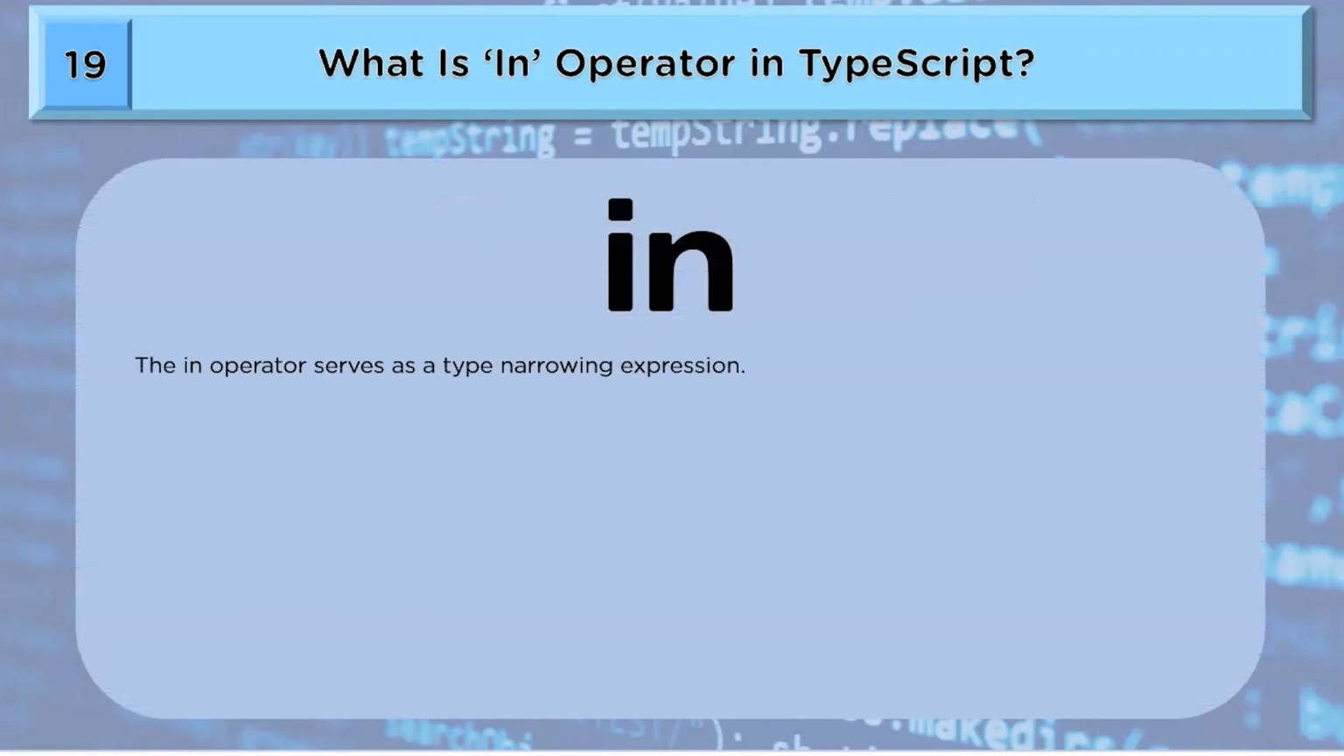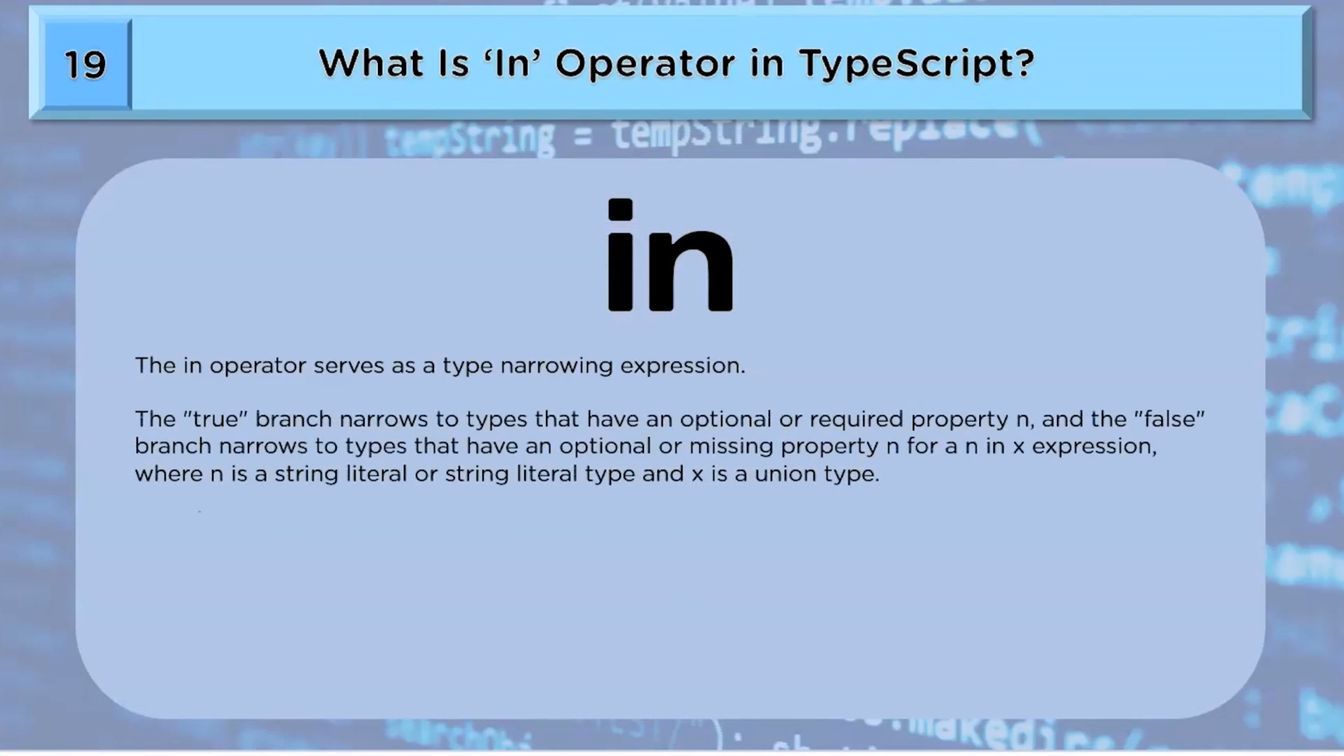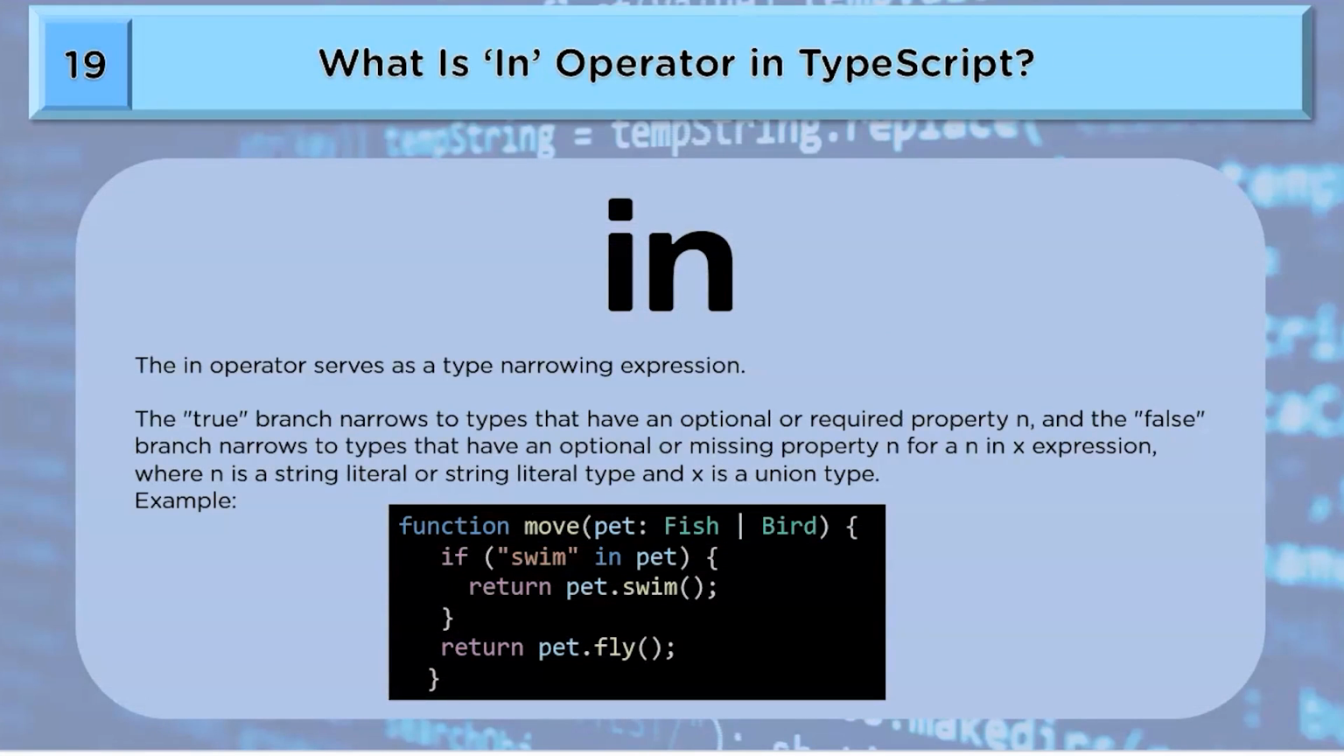What is the in operator in TypeScript? The in operator serves as a type narrowing expression. The true branch narrows to types that have an optional or required property n, and the false branch narrows to the types that have an optional or missing property n for an n in x expression, as shown in the example below, where n is a string literal or string literal type and x is a union type.